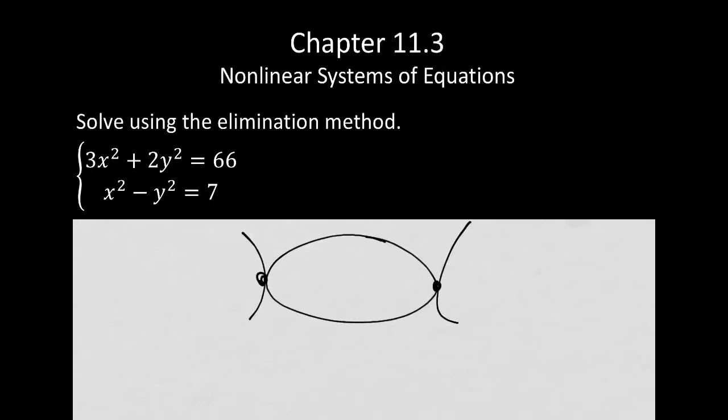Now, we could still use substitution for this one. In other words, we could still get x squared or y squared all by itself and then substitute back into the other equation. But just for the fun of it, let's go ahead and look at what solving this with elimination might look like. And remember what elimination says.